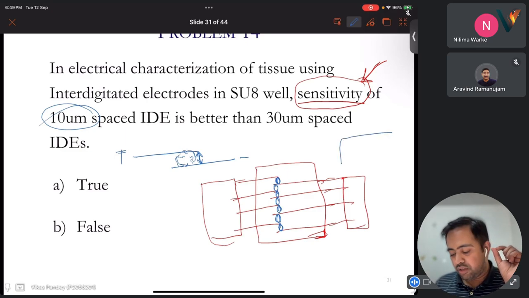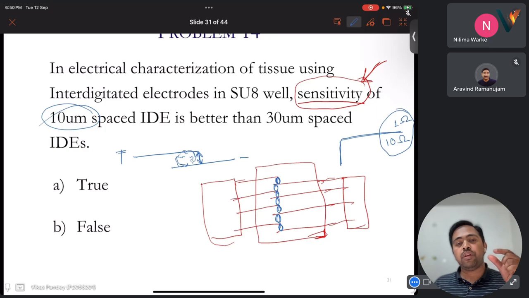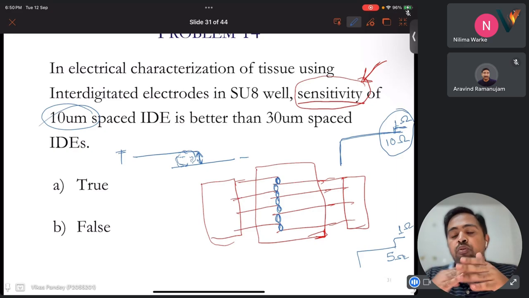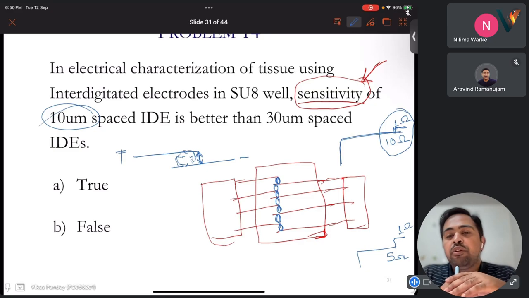Like if you have something which is already at a level of, say, 10 ohm and the change is say 1 ohm. And now when we have a value which is 5 ohm and the change that is occurring on it is 1 ohm. So in which case is the change more visible? From 10 ohm going to 11 ohm, or from 5 ohm to 6 ohm, which one will be more significant? Which one will give better sensitivity? Are you getting my point?